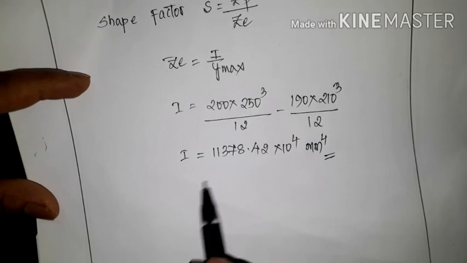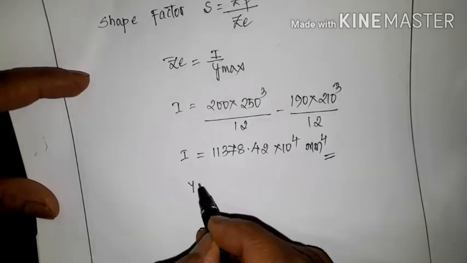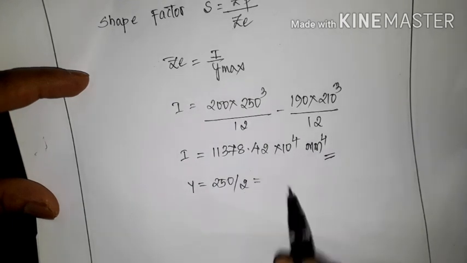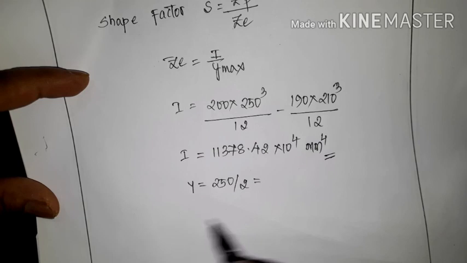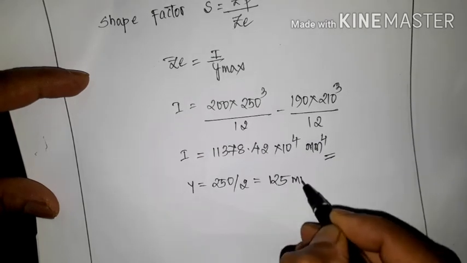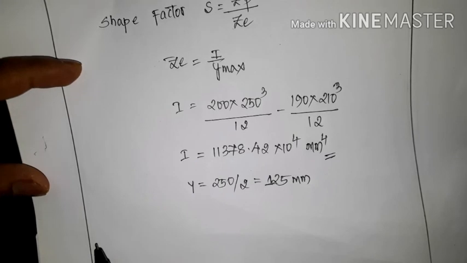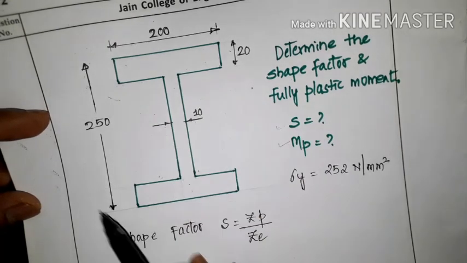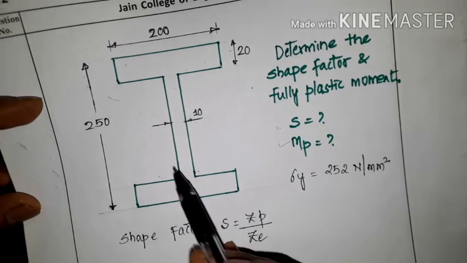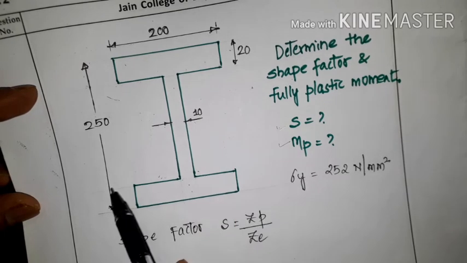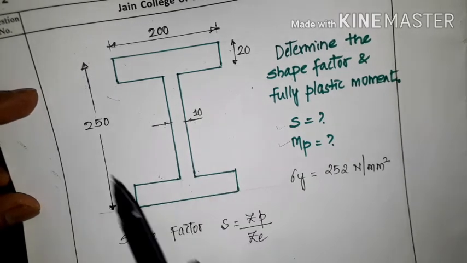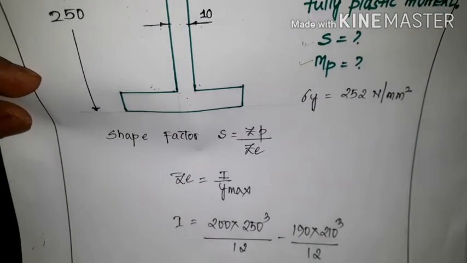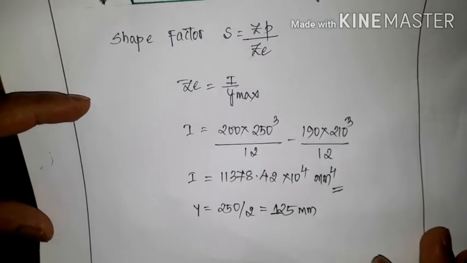Okay, and one more, y is equal to directly d by 2, so that is 250 divided by 2. So we'll get this as 125 mm. Why is it directly d by 2? Because it is a symmetrical I section, so obviously it is divided into center, so the location of neutral axis is directly d by 2, that is 250 by 2.